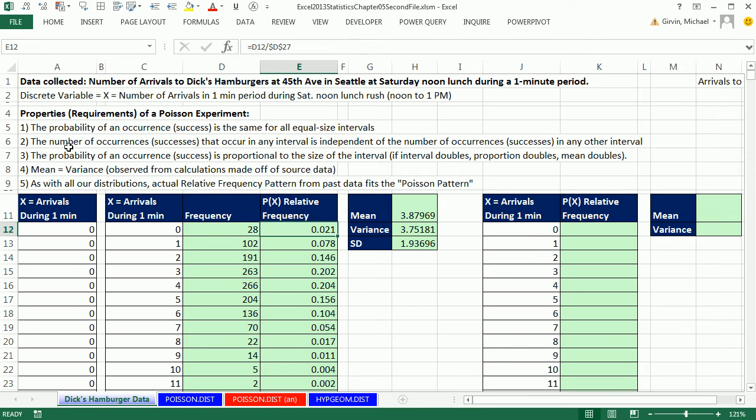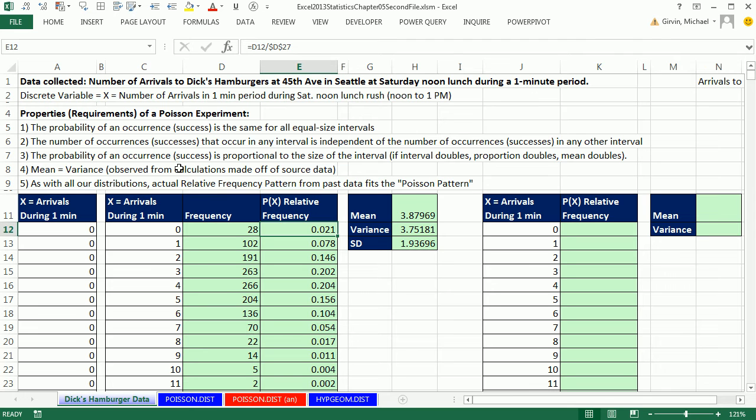Now, the probability of an occurrence or success is the same for all equal-sized intervals. Remember, for binomial, we were talking about successes over number of trials. Now we're talking about successes over a period of time, 1 minute. The first one just means that we can use these probabilities over any 1 minute period.